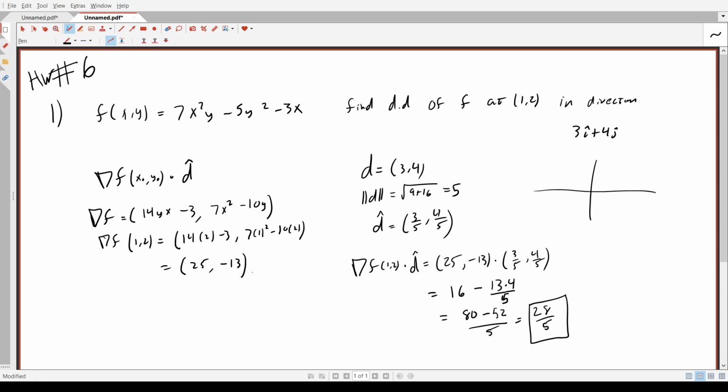Right, so here I pick a point. I'm going to pick this point, the point 1, 2. And then I'm going to look along this direction, so 3, 4. So that's going to be about this slope. So in that direction, what is the slope of this curve? And the answer is 28 over 5.